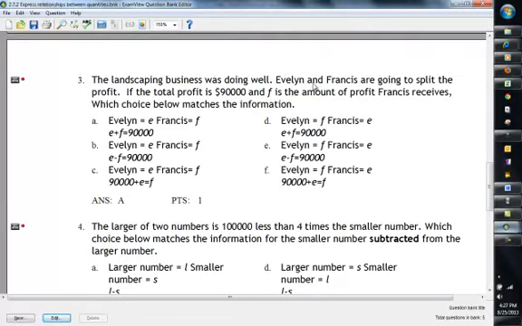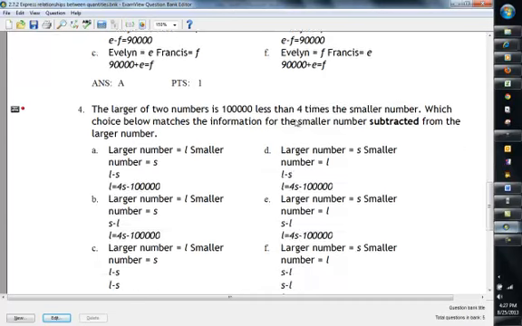Landscaping business is doing well. Evelyn and Francis are going to split the profits. Oh, this is just like the one we just did, right? 90,000. So Evelyn is E, Francis is F. So E plus F is 90,000.